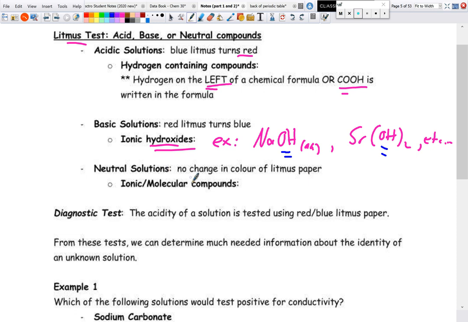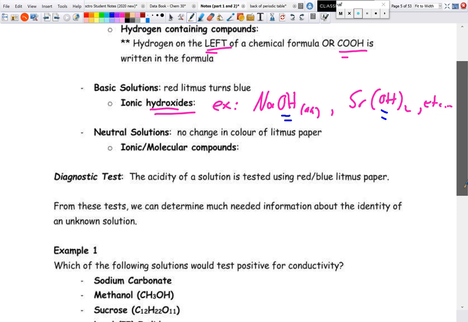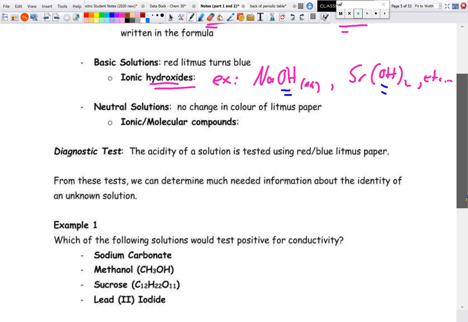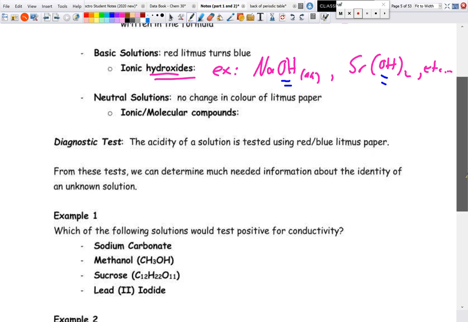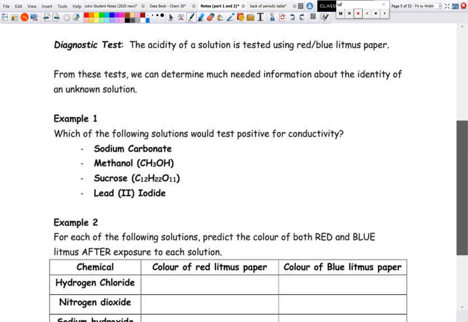And then, of course, for neutral solutions, there's going to be no change in color of litmus paper. These are all ionic compounds or molecular compounds. So as long as it doesn't fall into the acid or base category, then it's going to be neutral. Now, just remember, for a diagnostic test for the acidity of solutions, test using blue or red litmus paper, which you've done in the past before. And this will help tell you if something is going to be acidic or basic.